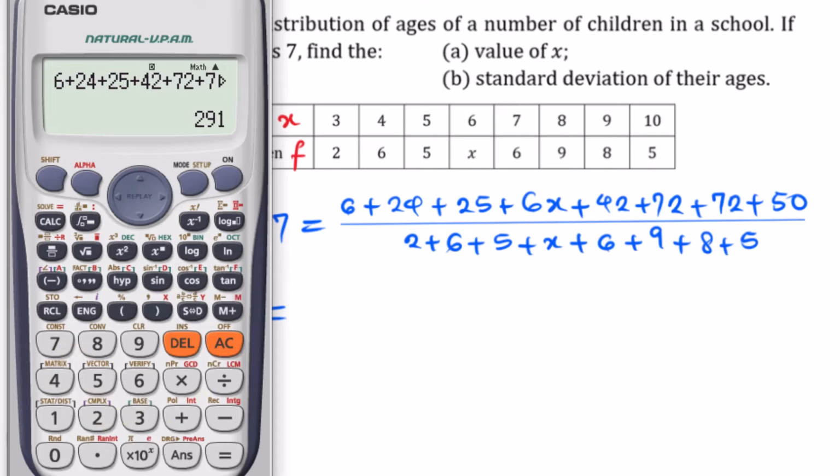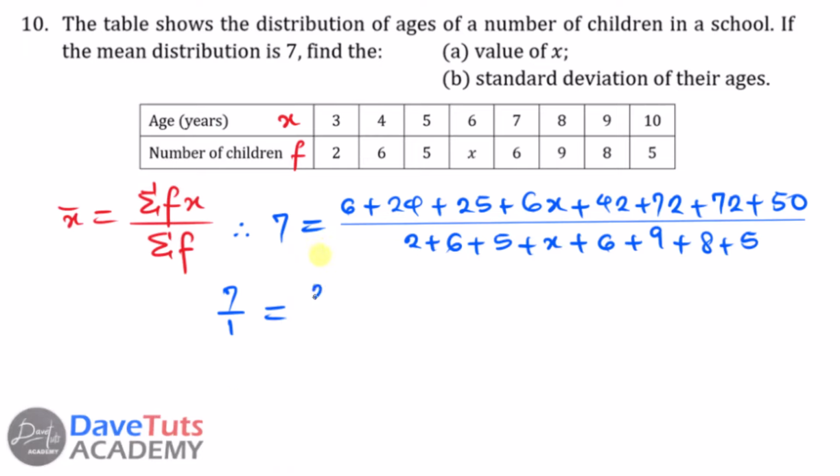What's that going to give us? This is 291. So we have 291 plus the 6x that we just left, divided by the sum of all of these. 2 plus 6 is 8, plus 5 is 13. We are still leaving that x. 13 plus 6 is 19, plus 9 is 28, plus 8 is 36, and plus 5 is 41. Then plus the x that we have left initially.